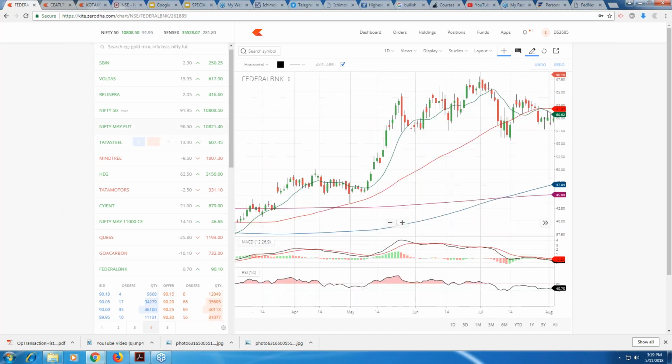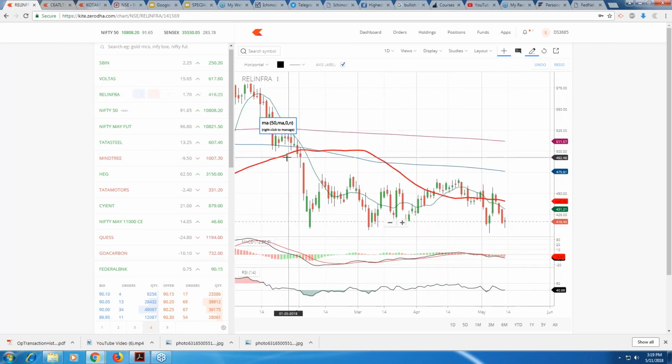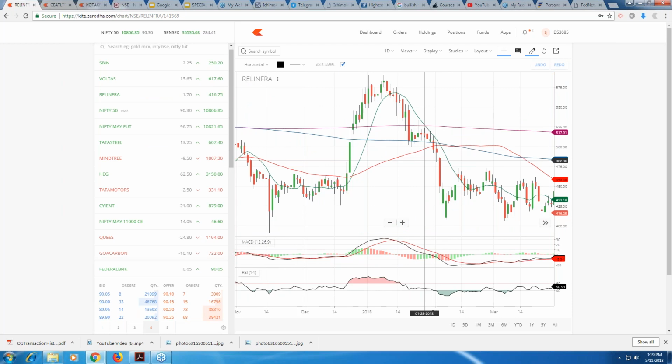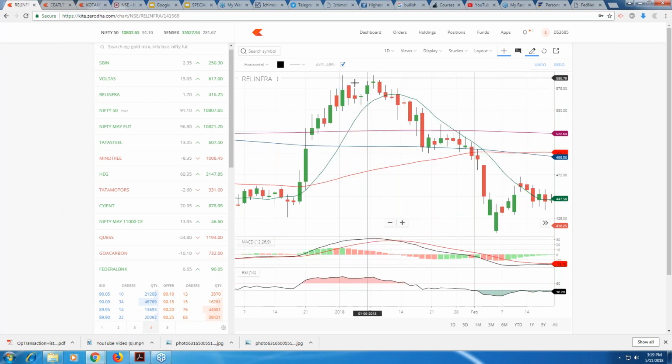So I have traded many times. This is the trade from the top, a well-defined trade from the top. Even this is a trade from the top. Which candlestick pattern is this? Can you recognize?